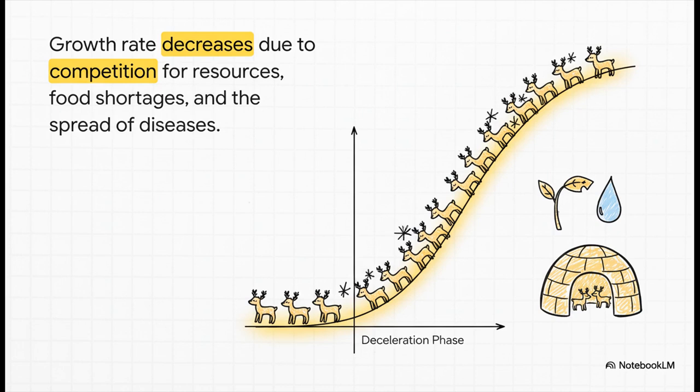Eventually, reality kicks in. This is the deceleration phase. Resources start getting tight, there's more competition for food and space, and diseases might start to spread more easily. The environment starts to push back, and the growth rate slows way down.